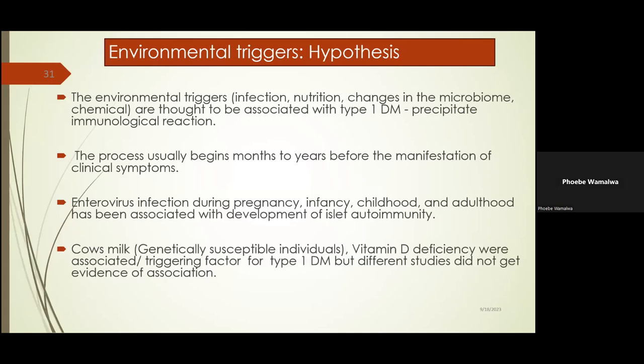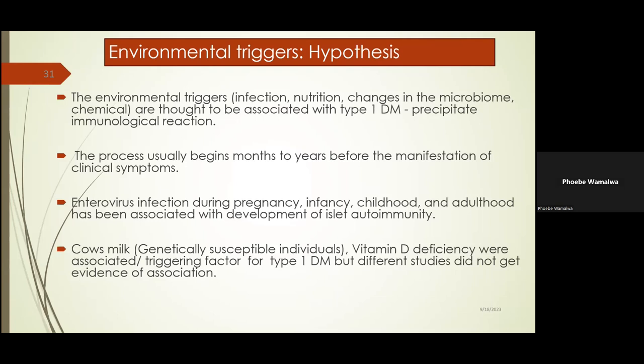Then cow's milk. A lot of studies have gone into looking at whether cow's milk increases the risk of type 1 diabetes in genetically susceptible individuals. There's a very large study that was done over around 12 years in multiple countries to look at the use of highly hydrolyzed formula versus conventional formula and the increase in risk amongst genetically susceptible individuals. However, the results did not show an increased risk.